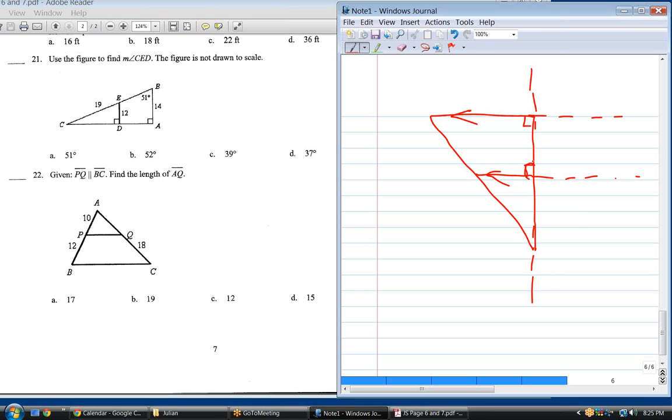Now, the fact that that line is parallel to this line, there's another transversal. What does that mean about angle A and angle B? They're the same. So what is this angle right here? 51. Yep.